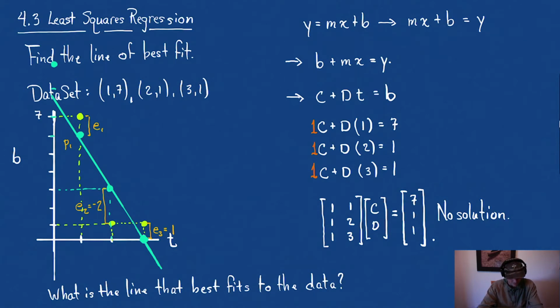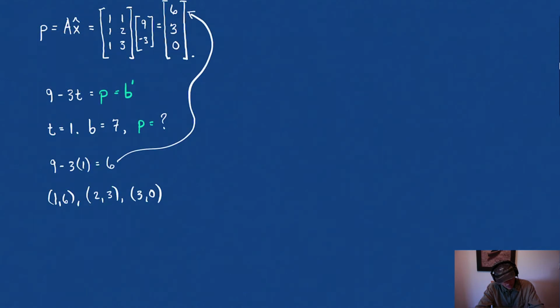Well, let's see how that comes into play. I think you'll be pleasantly surprised. So let's go back to our work here. And notice this. If you recall, the error is equal to b minus p. Well, b, we said, is 7, 1, 1.